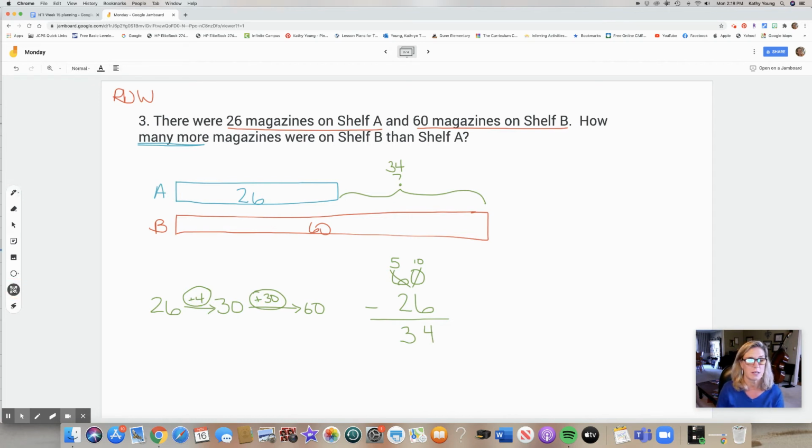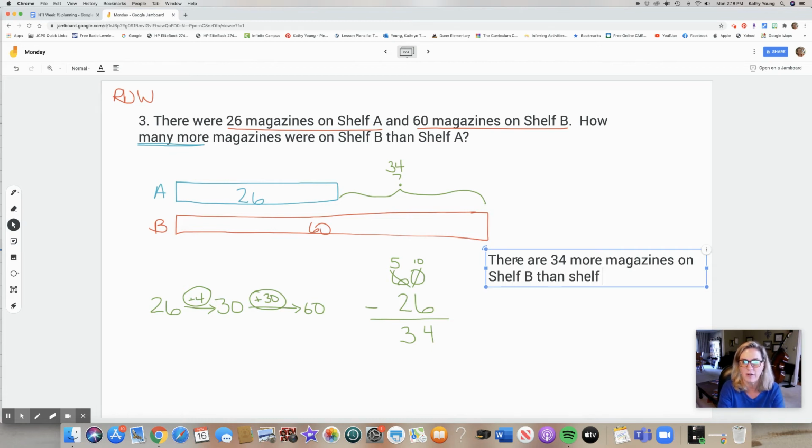We need to write our answer statement. There are 34 more magazines on shelf B than shelf A. Okay, again, if you need to catch up, copy this down. You can pause the video and just join us back whenever you get finished.